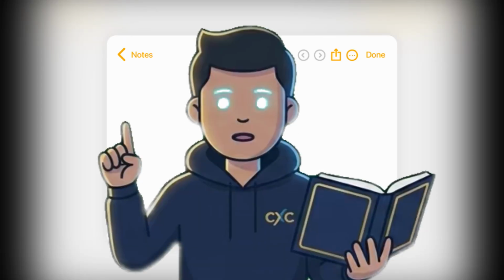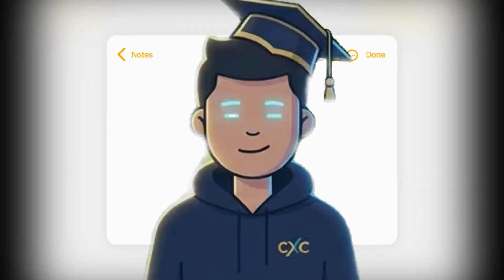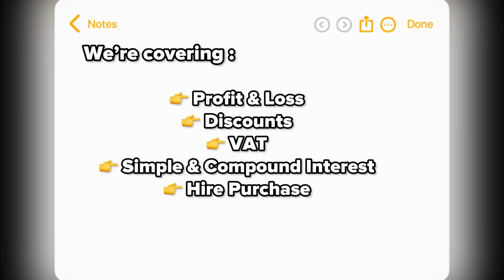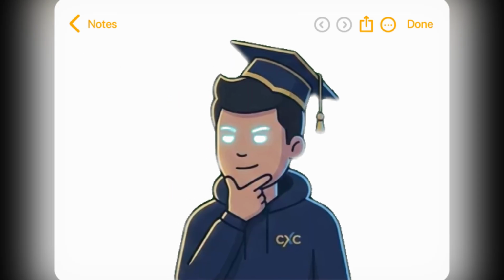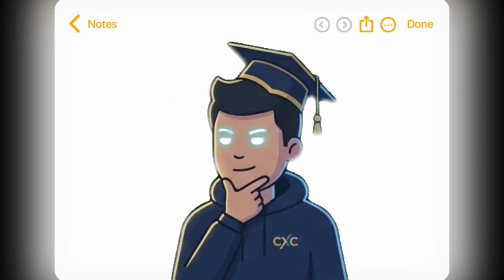Listen, if consumer arithmetic is confusing you, I promise by the end of this video it's going to feel like common sense. We're talking about profit and loss, discounts, VAT, simple and compound interest, and hire purchase. And yes, these are the same topics that show up every year on paper too.